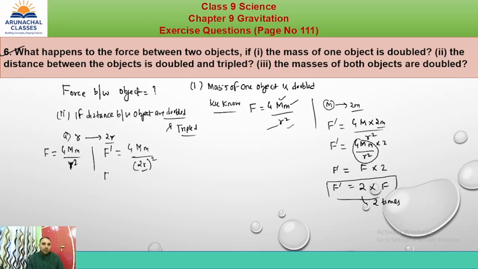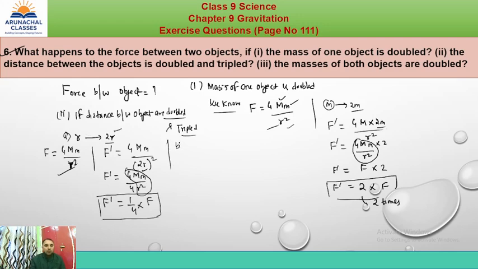Now if I solve this one, F dash will be equal to capital G, capital M, small m upon 2 to the power 2, that is 4 r square. Now this part, capital G, capital M, small m upon r square, can be written as F. So F dash will be equal to 1 by 4 times the previous force of attraction. So we can see here that the new force of attraction between the objects becomes 1 by 4 times the previous force of attraction if the distance between the objects is doubled.